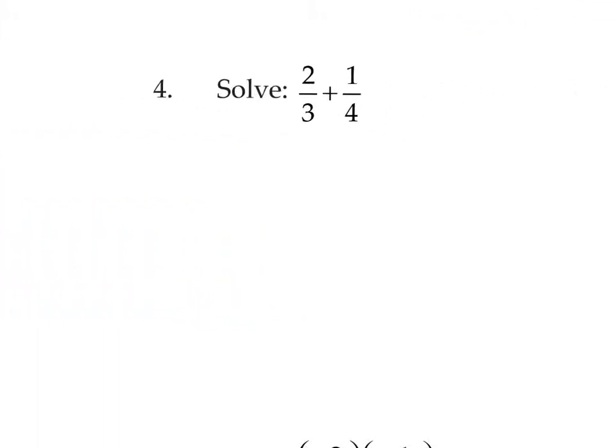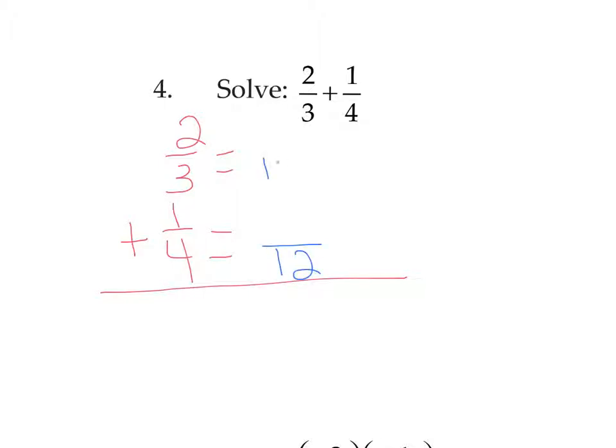Now we got some fractions going on here. 2/3 plus 1/4. And to add or subtract fractions, you have to have a common denominator. The denominator for 3 and 4 is 12. It's the smallest number that 3 and 4 both go into. So 3 times what makes 12? 3 times 4 makes 12. So I have to do a times 4 in the numerator. 2 times 4 gives me 8.